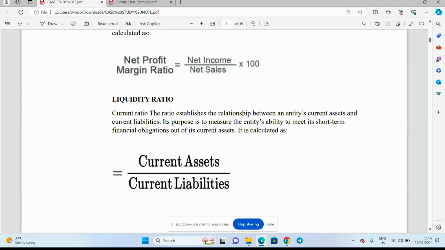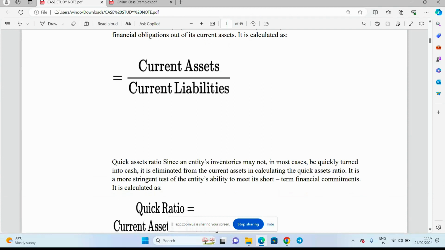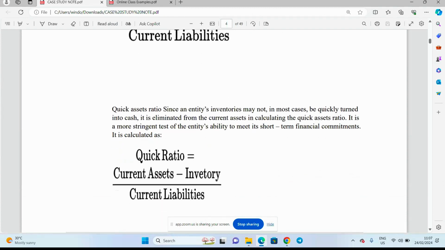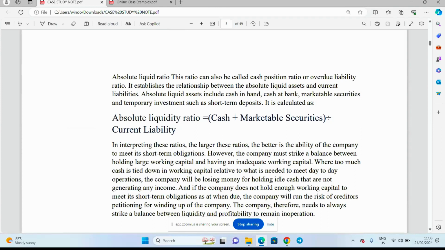Receivable, cash, bank; current liability, payable, accrued expenses, or tax obligation that is due within a year. That forms your current ratio. Then quick ratio. Don't worry, I'm going to send you this material, so you will read it over again. How will you be able to meet up your obligation without your inventory? That is what quick ratio is speaking to. That's why the formula is current asset minus inventory over current liability. You get? Then absolute liquid ratio. This one they hardly ask, but it's here for illustration's sake. Absolute liquid ratio is cash plus marketable security divided by current liability.